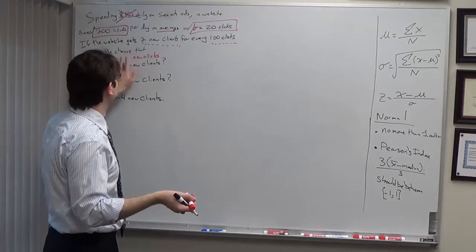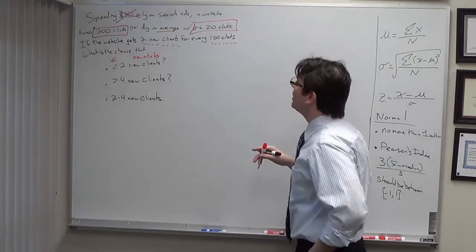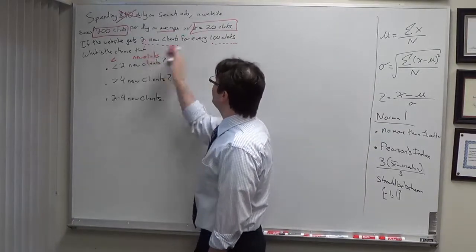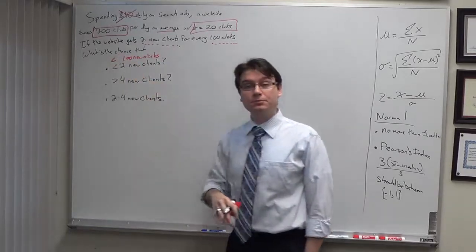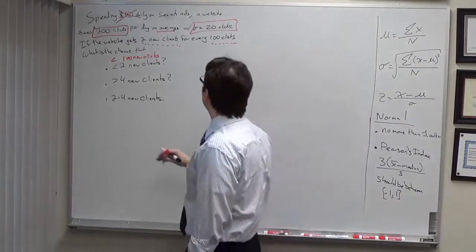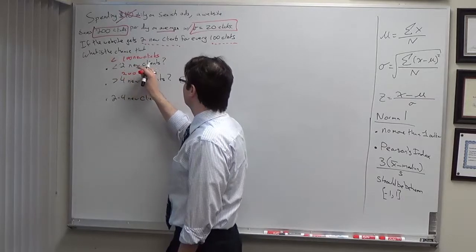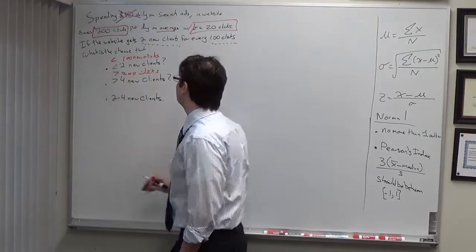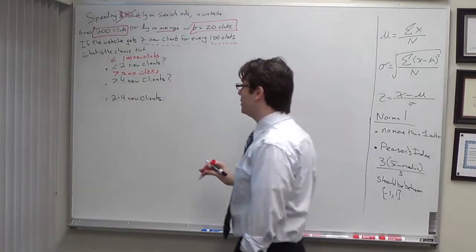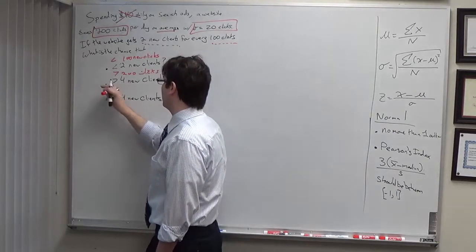Just ignore me for half a second while I reboot my brain. And it's happening. If we get 2 new clients for every 100 clicks, less than 2 new clients should be less than 100 clicks. Now I can count. Greater than 4 new clients is talking about greater than 200 clicks. And 2 to 4 new clients, we're talking about between 100 and 200 clicks.